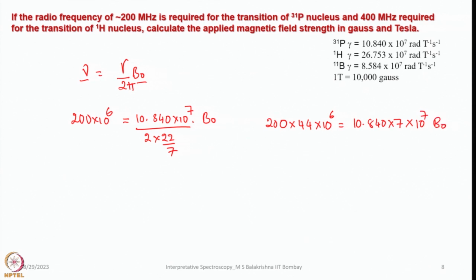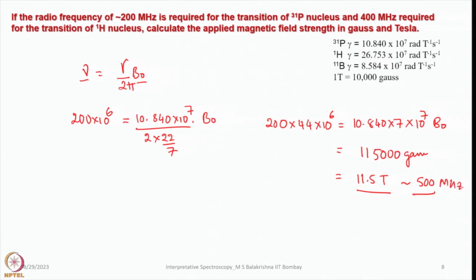So, then if you simplify this one, what you get is 1,15,000 Gauss you get it. So, this can be nothing but 11.5 Tesla. So, this is the magnetic field, and this corresponds to 500 megahertz instrument. Okay. This corresponds to 500 megahertz instrument.